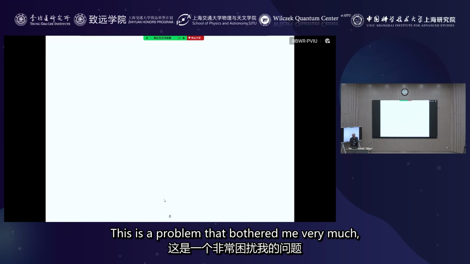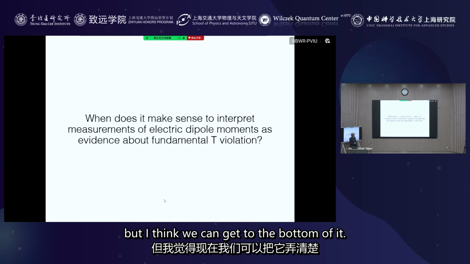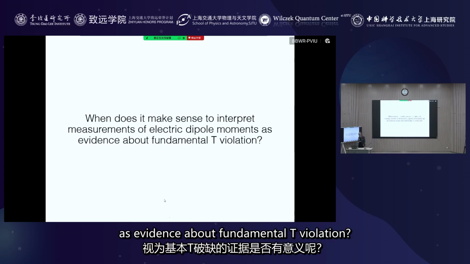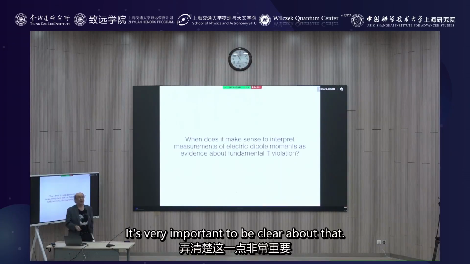This is a problem that bothered me very much, but I think we can get to the bottom of it now. So when does it make sense to interpret measurements of electric dipole moments as evidence about fundamental T violation? It's very important to be clear about that.